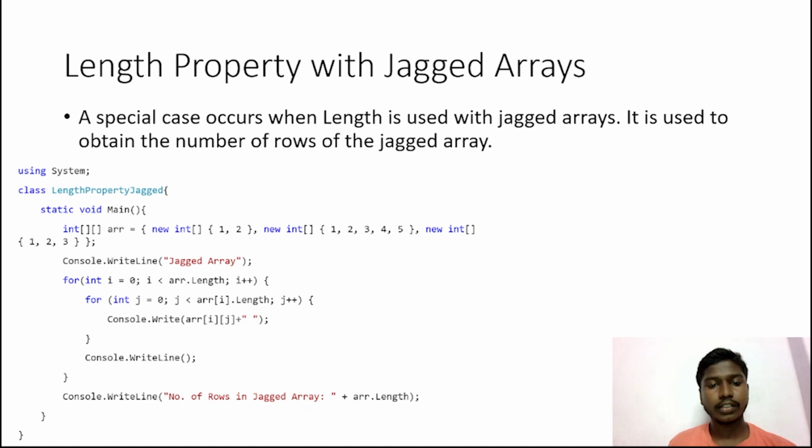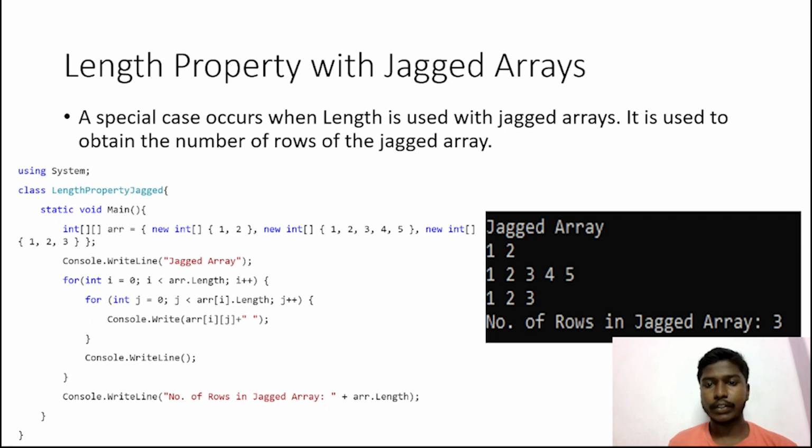Here we are using two for loops. The first for loop traverses through the main array arr, then the second for loop traverses through each array inside the main array. Then it prints the value of each element in the arrays. The second Console.WriteLine is used to go to the next line. The third Console.WriteLine is used for the number of rows in the jagged array. And this is the output for this code.